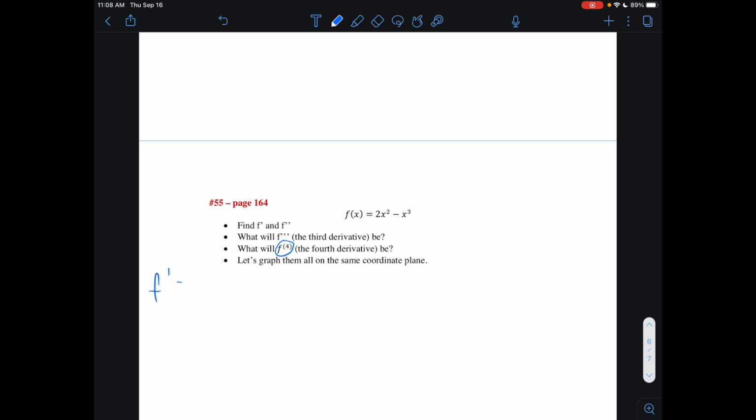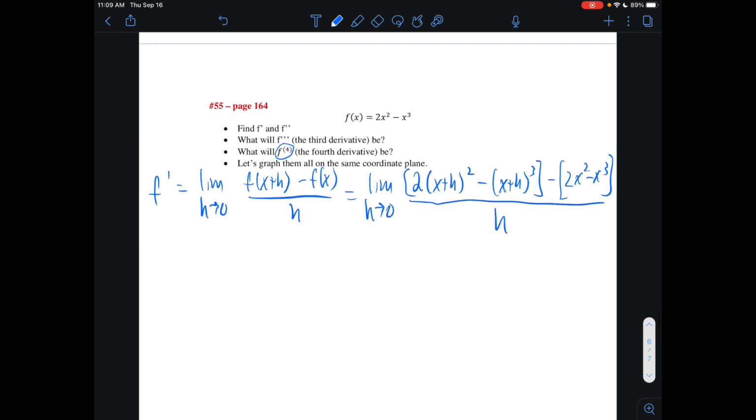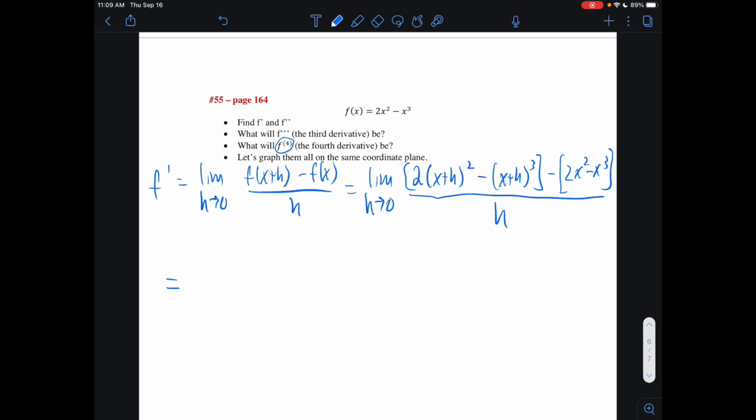So f prime is the limit as h approaches 0 of f of x plus h minus f of x divided by h. And again, plugging into my function, I have 2x squared. That will now become 2 times parentheses x plus h squared, and then minus x cubed, that will be x plus h cubed, and then minus f of x, which is 2x squared minus x cubed, and then all divided by h. So now I need to expand everything out.